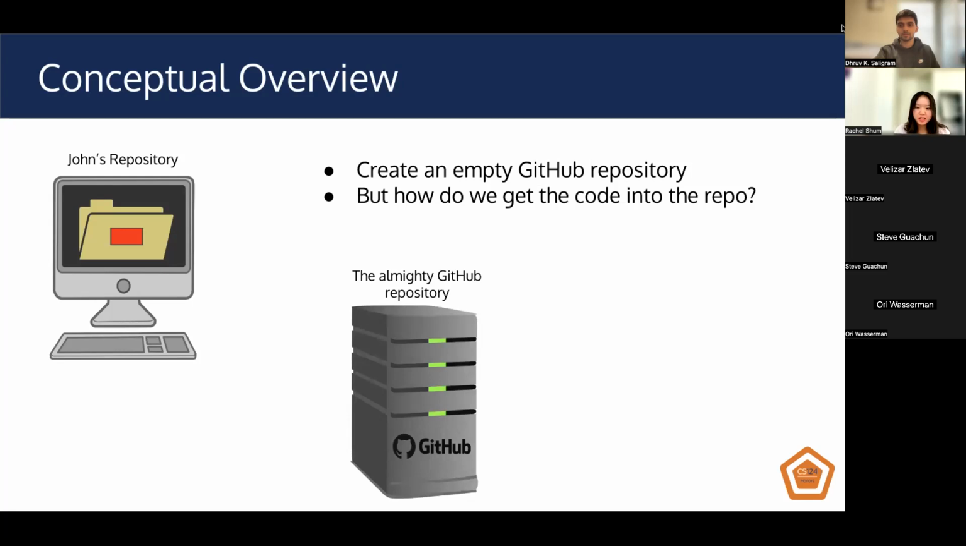So you can see that there is a GitHub repository. That's going to be the remote repository. And we also have John's repository on his actual computer. Okay, so in order to get the code from John's repository to the remote GitHub repository, you're going to want to push your code. That's actually a Git command called push.